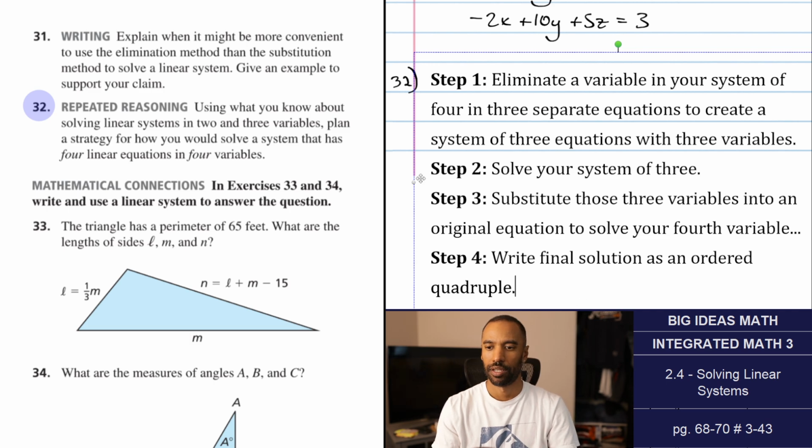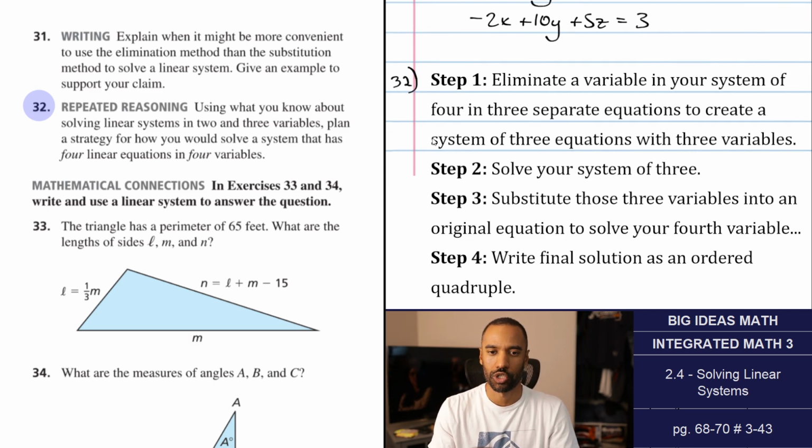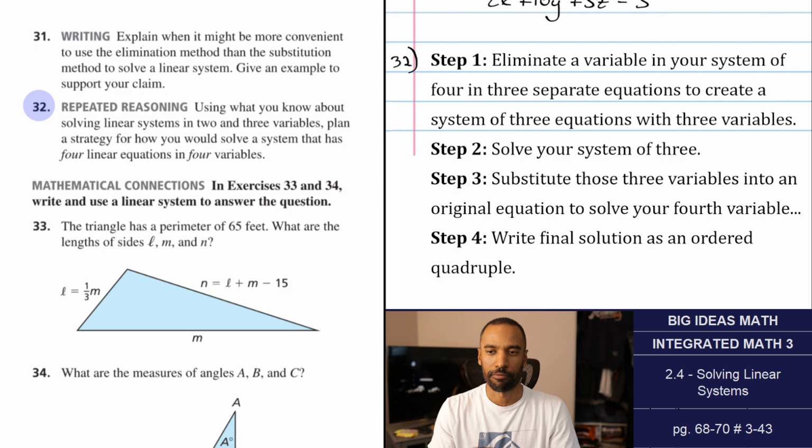I guess that's what you call it. An ordered quartet, an ordered quadruple. I don't know what it's called. But that would be my step 4. That's my plan for that one. I've solved systems of 4, not very often. Never solved a system of 5. I don't care to, ever.